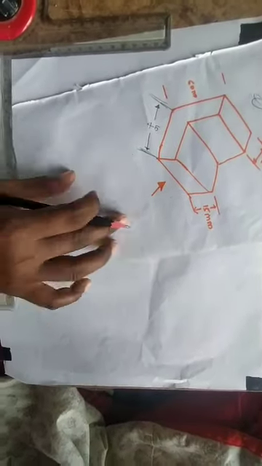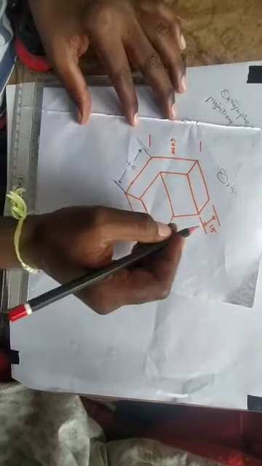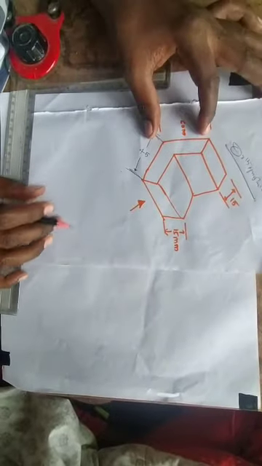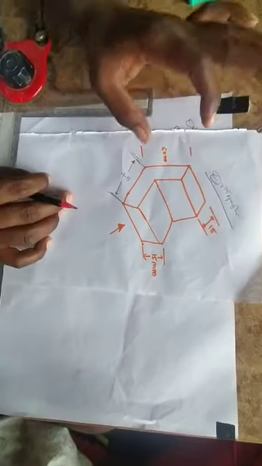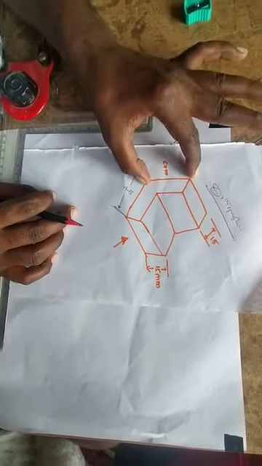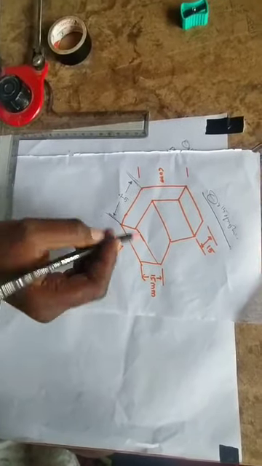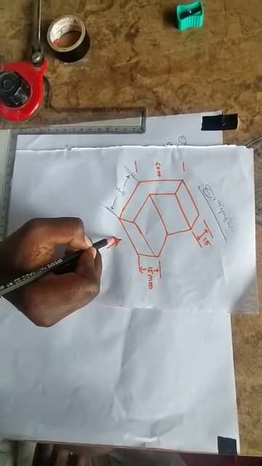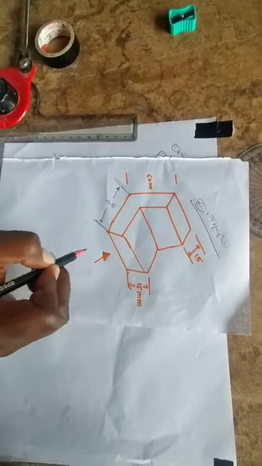Today we will discuss orthographic projections. Orthographic projection means we have to draw the views of a 3D diagram. That is what we wish. Here we have a front view. This is the front view of this object.